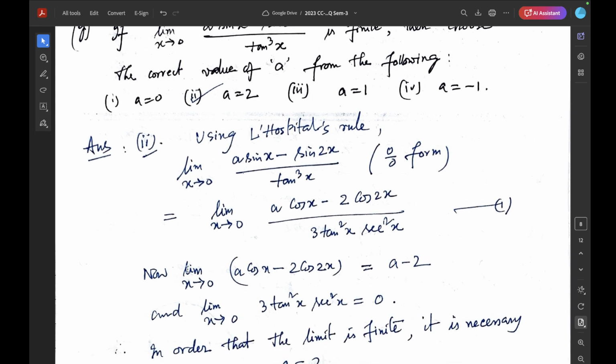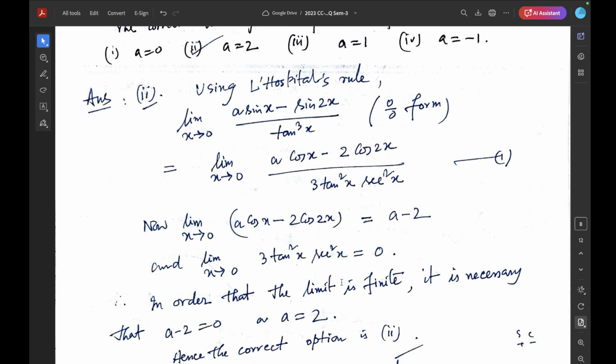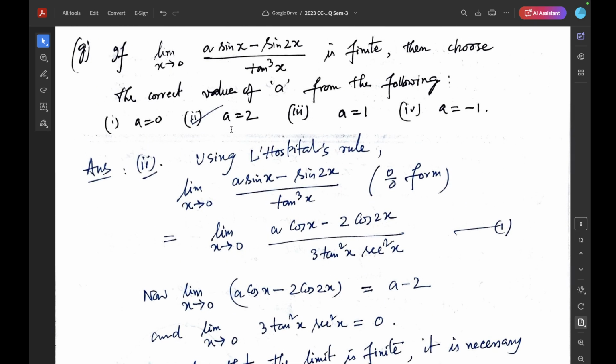If we find the limit as x tends to 0, for the numerator, a cos x minus 2 cos 2x is equal to a minus 2, and for the denominator the limit as x tends to 0 is equal to 0. So in order to find a finite limit, it is necessary that this a minus 2 must be 0. So a equal to 2, hence the correct option is a equal to 2.